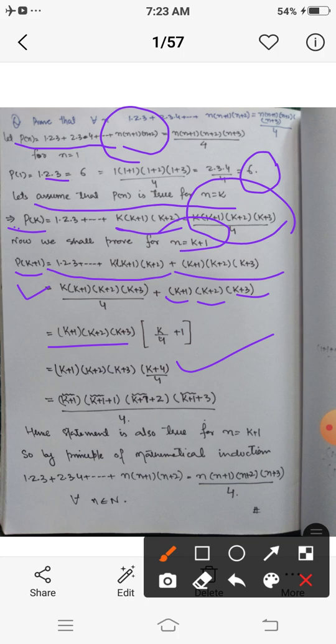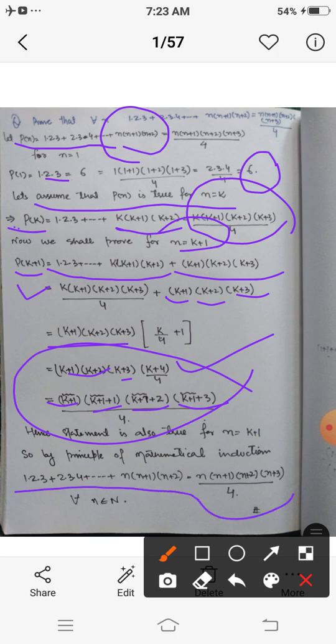Now here k plus 1 is the first factor. Now this k plus 2 can be written as k plus 1 plus 1, k plus 3 can be written as k plus 1 plus 2, and k plus 4 can be written as k plus 1 plus 3 upon 4, which is same as this n into n plus 1, n plus 2, n plus 3 upon 4. Hence this statement is true for each and every n. So this means that P of n is true and P of n is n into n plus 1, n plus 2, n plus 3 upon 4. So thank you.